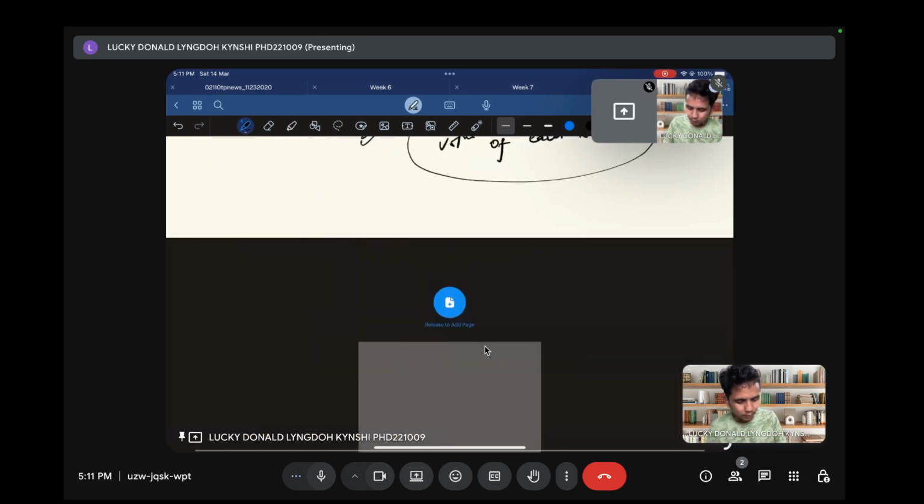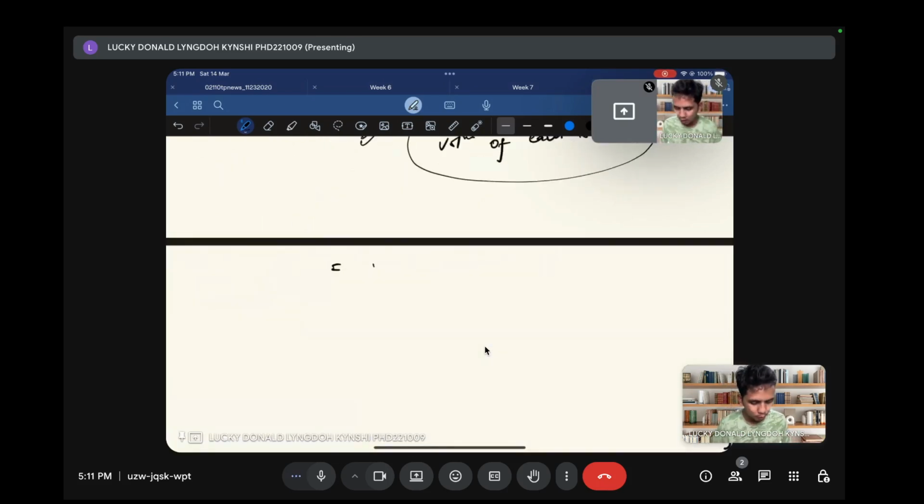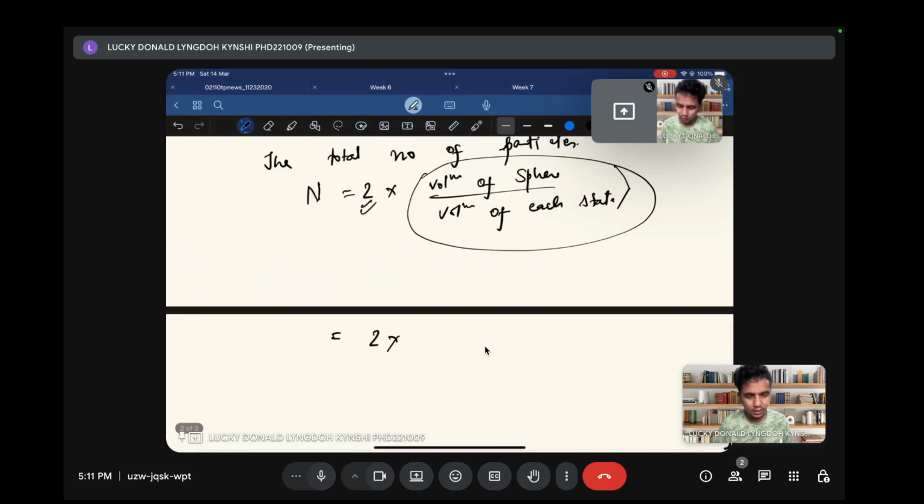So from here, what do you have? 2 into the volume of a sphere. What is it? In 3D, we get 4 by 3 pi kf cube, instead of 4 by 3 pi r cube, which is the volume of the sphere, right? But instead of r, we are talking in terms of k space, so instead of r you are just using kf. So 4 by 3 pi kf cube is the volume of a sphere in k space.